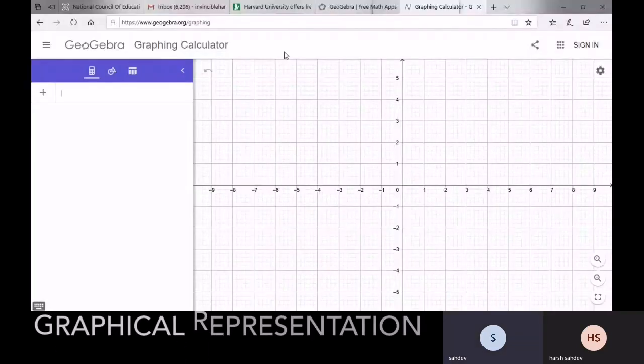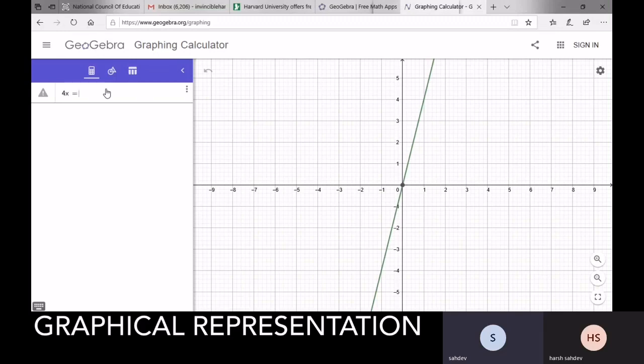This is a graph for you all. Let's say first a linear equation, 4x plus 5. You can easily see it is cutting the x-axis at this point. If I take it as 4x plus 8, it will cut at minus 2, because x will be equal to minus 8 by 4, that gives you minus 2. This is a linear equation. A linear equation will always have a straight line graph.